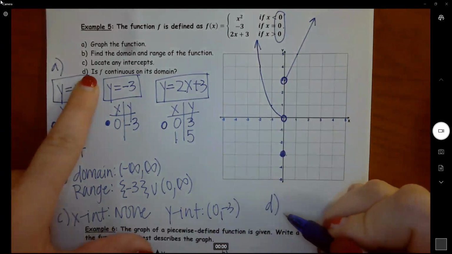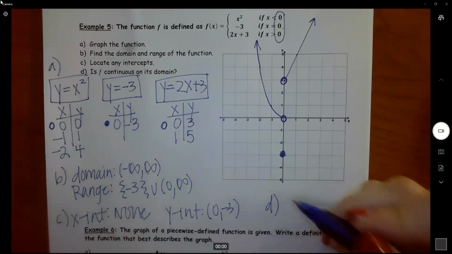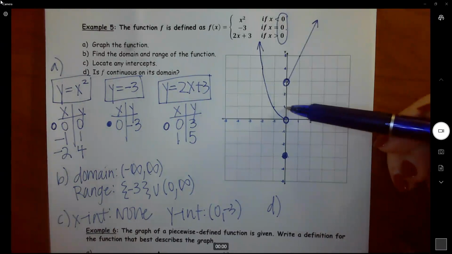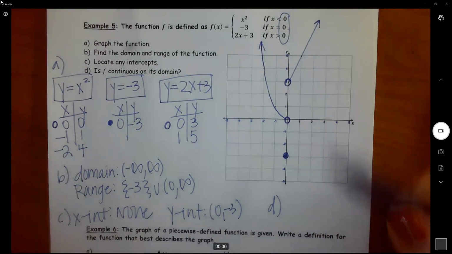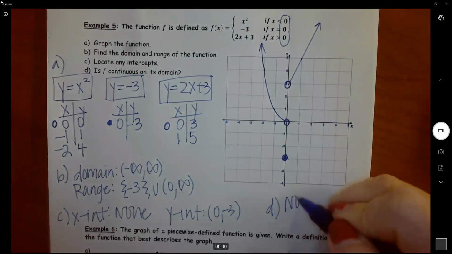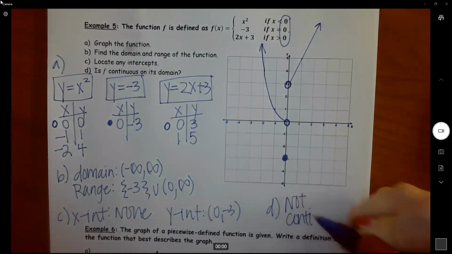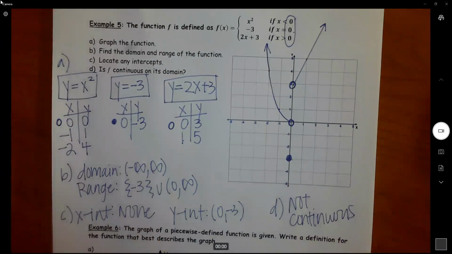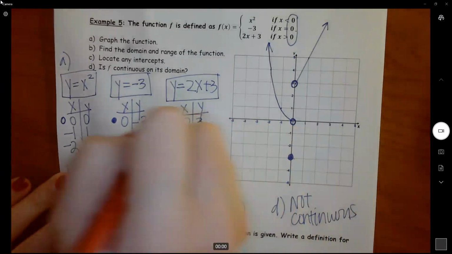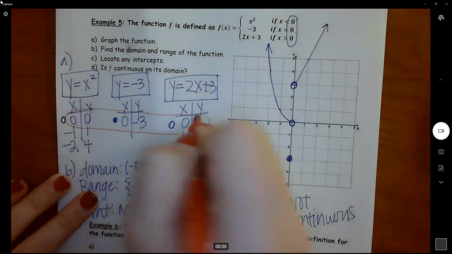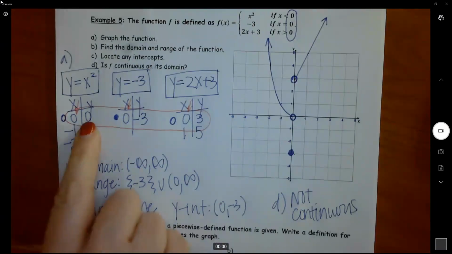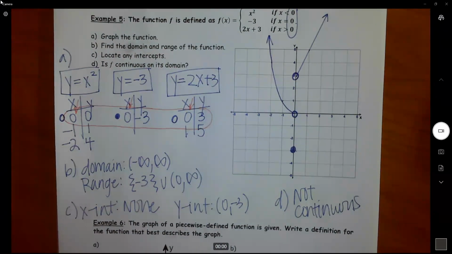And then lastly, is this continuous on its domain? It is not, because you got 2 gaps, 2 holes, and you can't do this without lifting your pencil. So this is, again, not continuous. But as I said, you can tell that it's not continuous because right here, when x is 0, you get 3 different y's. And so it can't be continuous if they don't have the same point.